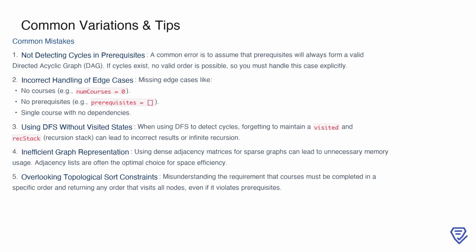Additionally, the way you represent the graph matters. Using a dense adjacency matrix for a sparse graph can waste memory, so an adjacency list is usually the better choice for space efficiency. Finally, remember that topological sort is not just about visiting all nodes, it's about respecting the prerequisite constraints. Returning an order that violates these constraints would render the solution invalid.